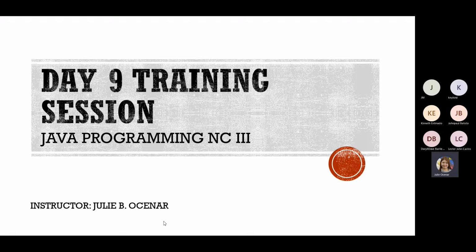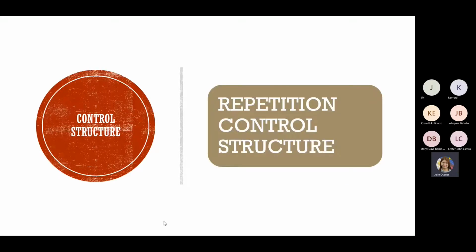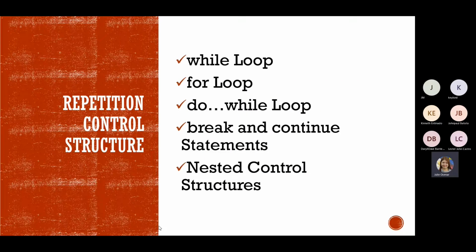Okay, so this time we will talk about still control structure, but in the repetition control structure part. For the repetition control structure, we will talk about while loop, for loop, do while loop, break and continue statement, and the nested control structure. In the previous topic, which is selection control structures, you learned how decisions are incorporated and programmed. In this topic, we will discuss how repetitions or loops are incorporated into programs.